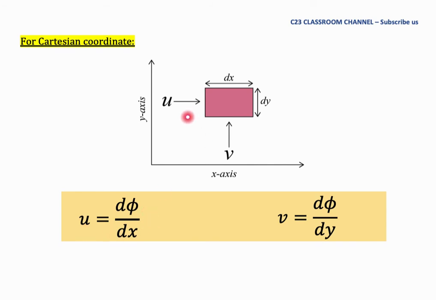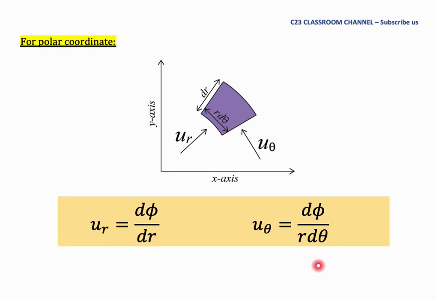So u is equal to d phi over dx, and v is moving from bottom to top along the y direction. So we could write v is equal to d phi over dy, where dy is the distance traveled by the fluid in this element. The potential, as mentioned previously, is a scalar, so it does not have any negative or positive direction. So both terms remain in positive terms.